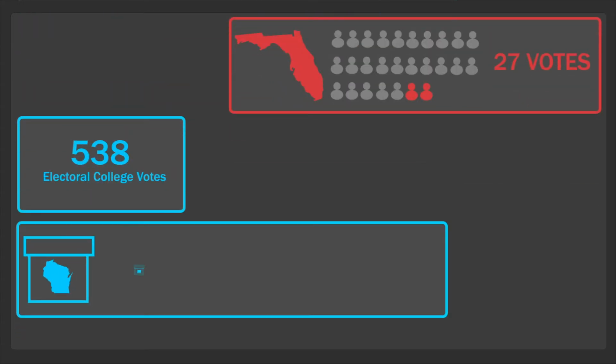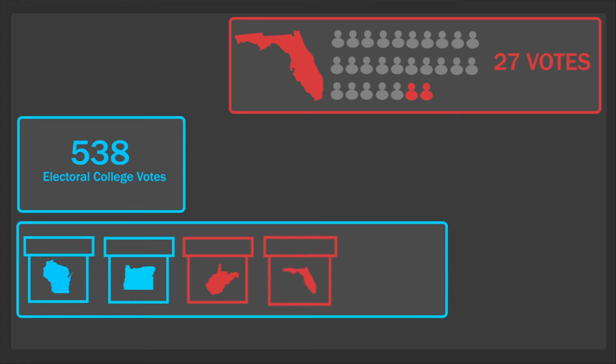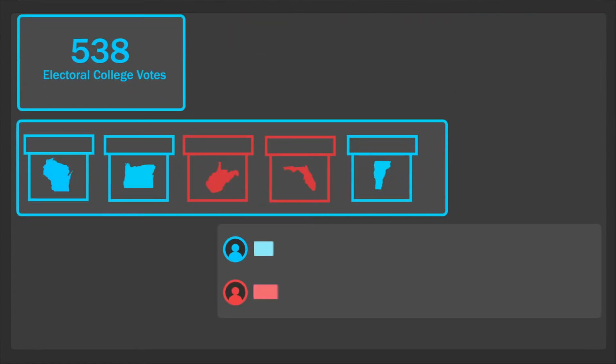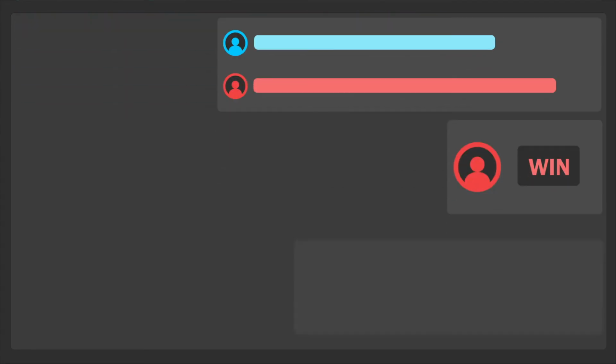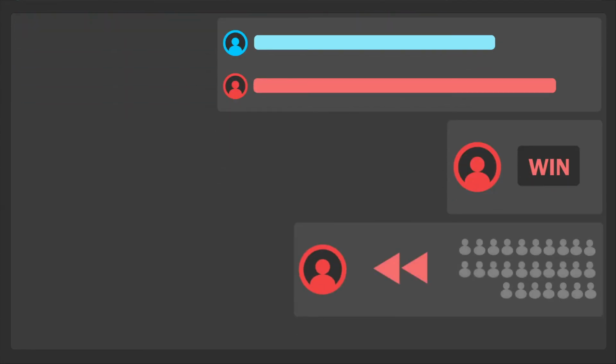Each state then holds its own election to determine how it will allocate its Electoral College votes. Nearly every state uses the same simple system. Whichever presidential candidate wins the most individual votes in a particular state gets all of that state's Electoral College votes.